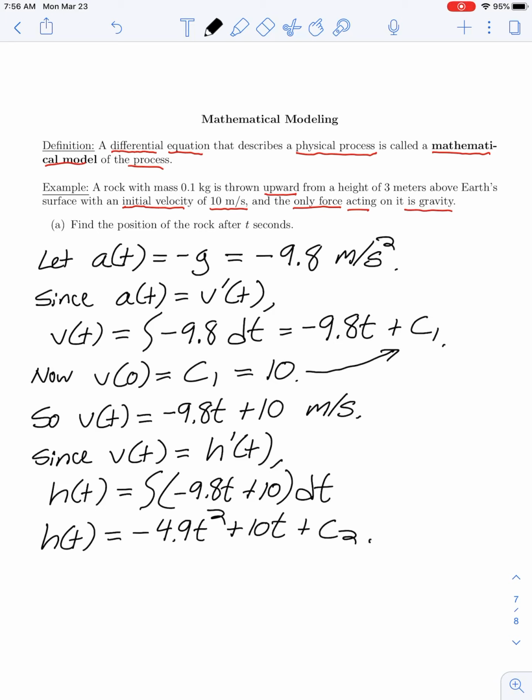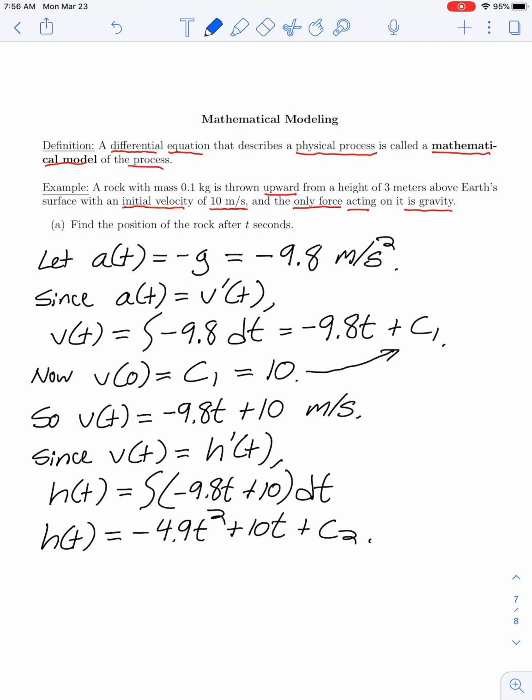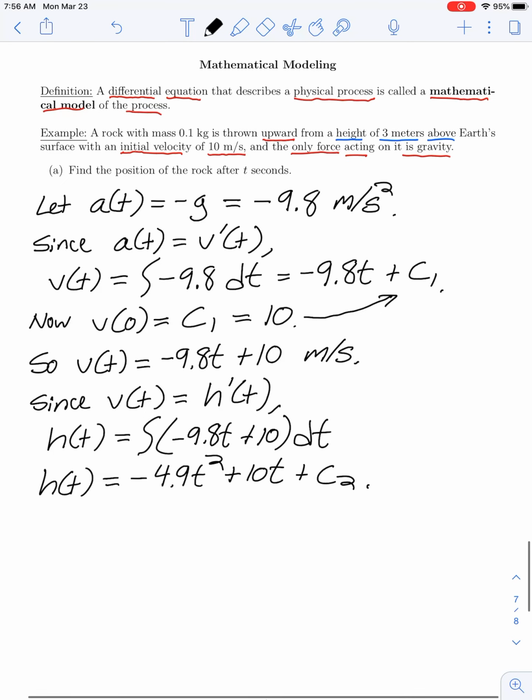And again, we need to solve for this constant c2, which means that we need some initial condition on our height or the position of our object. So again, looking back at the problem statement, we are told that this rock was thrown upward from a height of 3 meters above the Earth's surface. So our initial condition on height is 3.